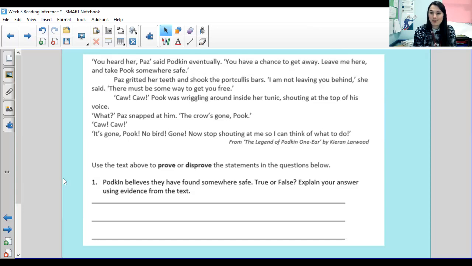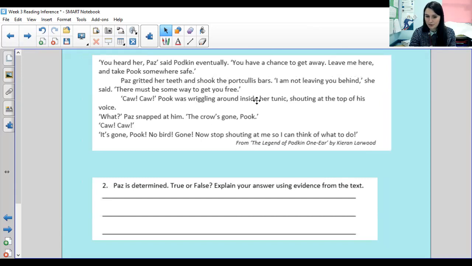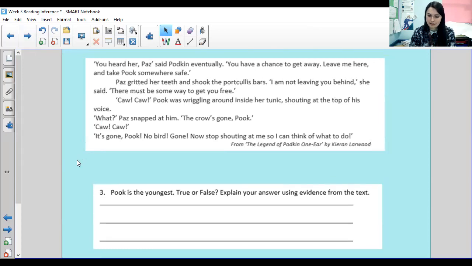Okay, so you've got 3 true or false questions to do now. Podkin believes they have found somewhere safe. True or false? So follow that same structure, true or false, because it says, so this means. So pause the screen there and have a go at this question, and you can keep looking back at the text. Okay, same thing again. It's the same text, so I won't read it again, but this time, Paz is determined. True or false? Explain your answer using the evidence from the text. And number 3, Pook is the youngest. True or false? Explain your answer using evidence from the text. So make sure you've paused the screen long enough because I'm going to then go to the answers.